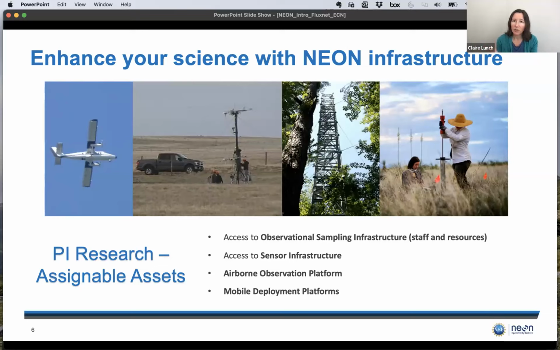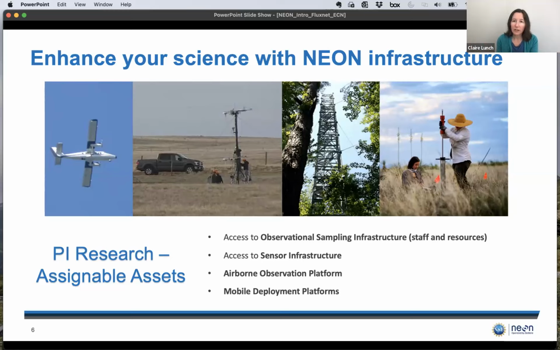The reason that I use the word hire when describing both of those things is that these are PI-funded activities. So you do have to get a grant to cover the cost of doing this work, and it may not be cheap. It is definitely much, much cheaper than getting your own plane and putting your own instruments on your own plane. So that's where you're taking advantage of the infrastructure that NEON already has.